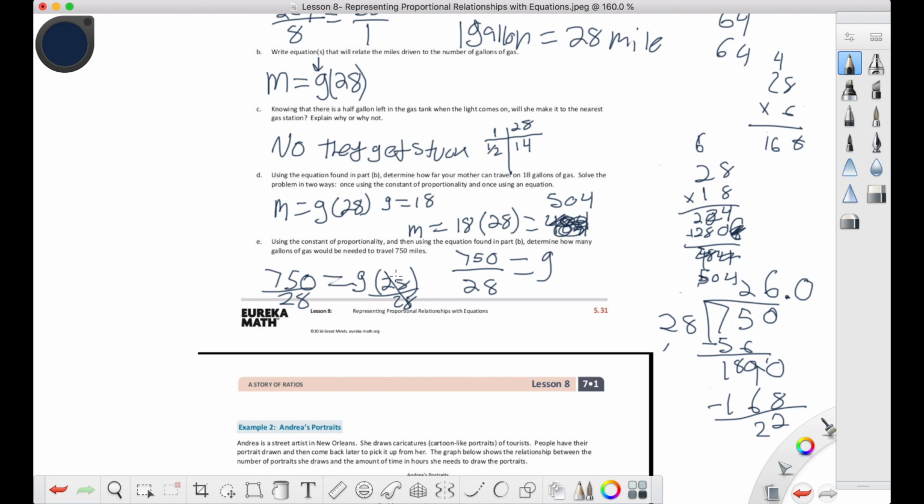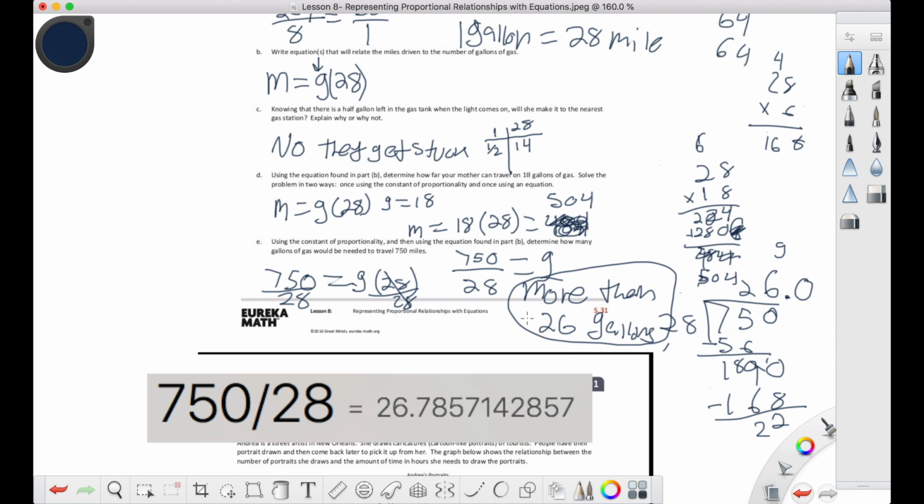So if we could just keep going, right? It's going to give us some number, but 26 gallons is going to be almost 750. So what we can do is say, well, if we're having to buy gas in gallons, she's going to need more than 26 gallons. If we want to figure out exactly how many, we can just keep doing this division problem.